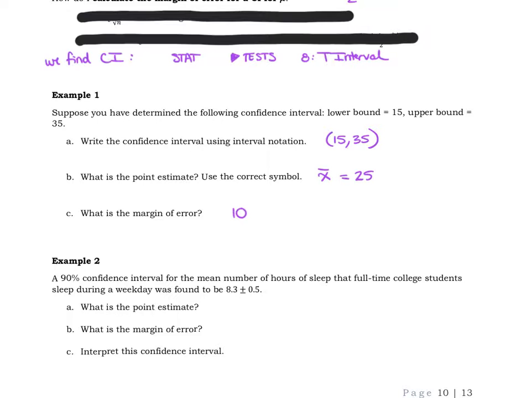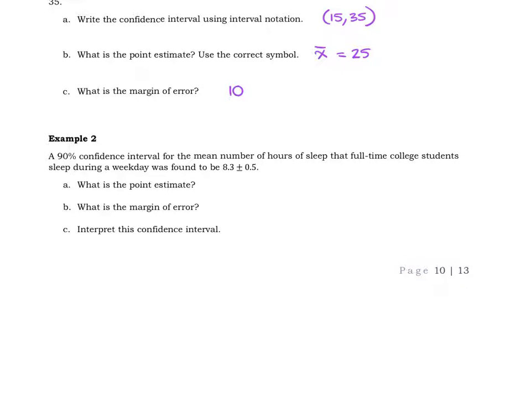25 minus 15 or 35 minus 25. Take your pick. All right, and one last one here for this video. This will be a nice short video. A 95% confidence interval for the mean number of hours of sleep that full-time college students sleep during a weekday was found to be 8.3 plus or minus 0.5. So what is the point estimate? So remember, what we've got here is 8.3 and we're saying plus or minus 0.5. And so then we've got a lower boundary and an upper boundary.